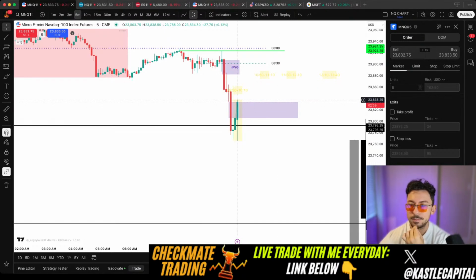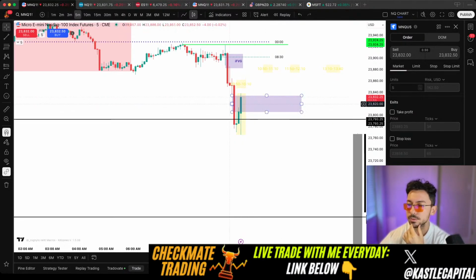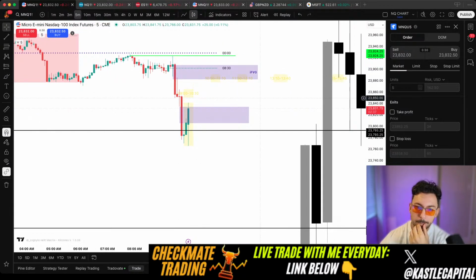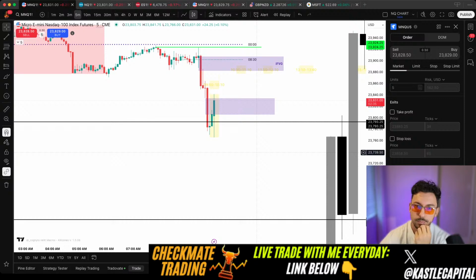Okay, so this is the 5-minute inversion. We're waiting until 7:05 for this candle to close. 7:05, which is 3 minutes away.